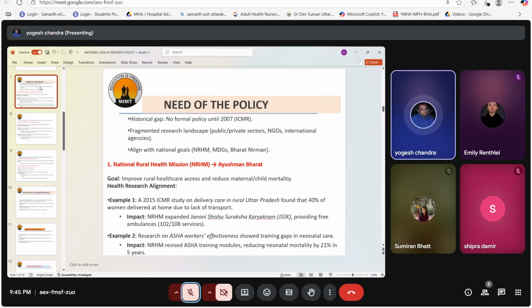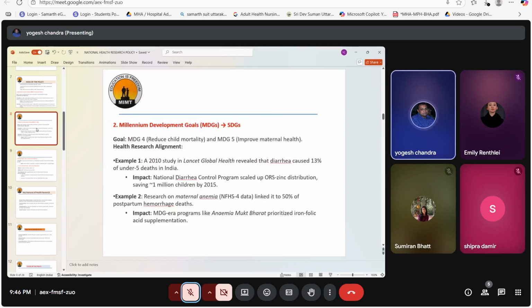So my purpose of giving this example is that you understand that whatever research we are doing in public health or health research should be aligned with some kind of goals. It should not be that you just keep doing it like that. Now the second example, as I told you, the Millennium Development Goals, MDG, and the SDGs. I told you many times that it is always better that you go for the MDGs and SDGs. They are a very important part of public health. Sometimes, if I get the time, I will take a class on the Sustainable Development Goals also. They are very important.